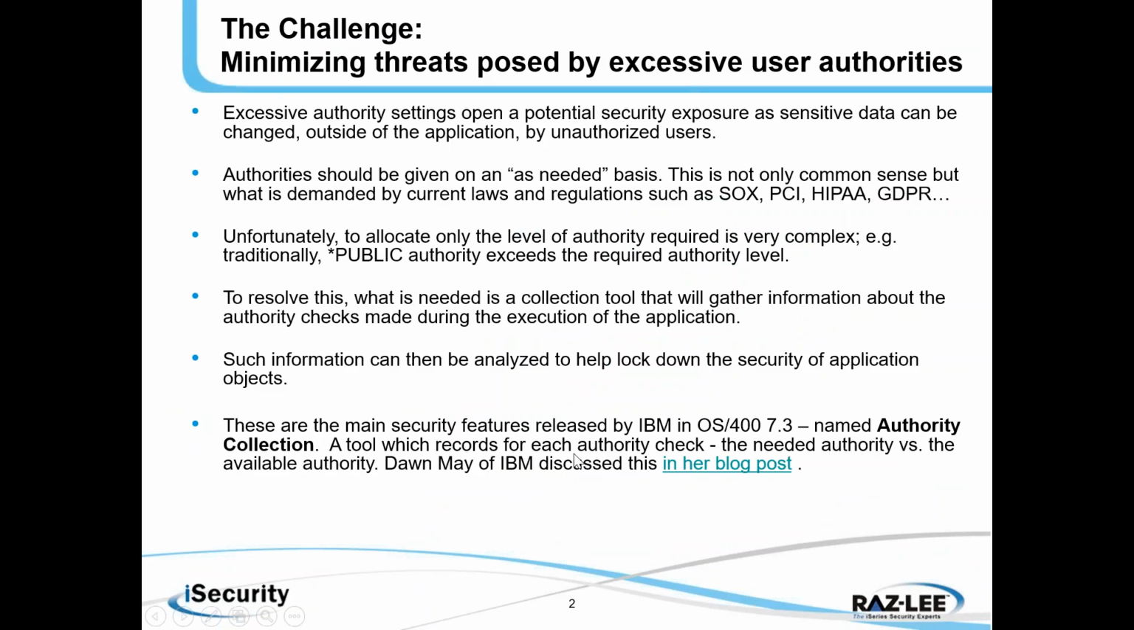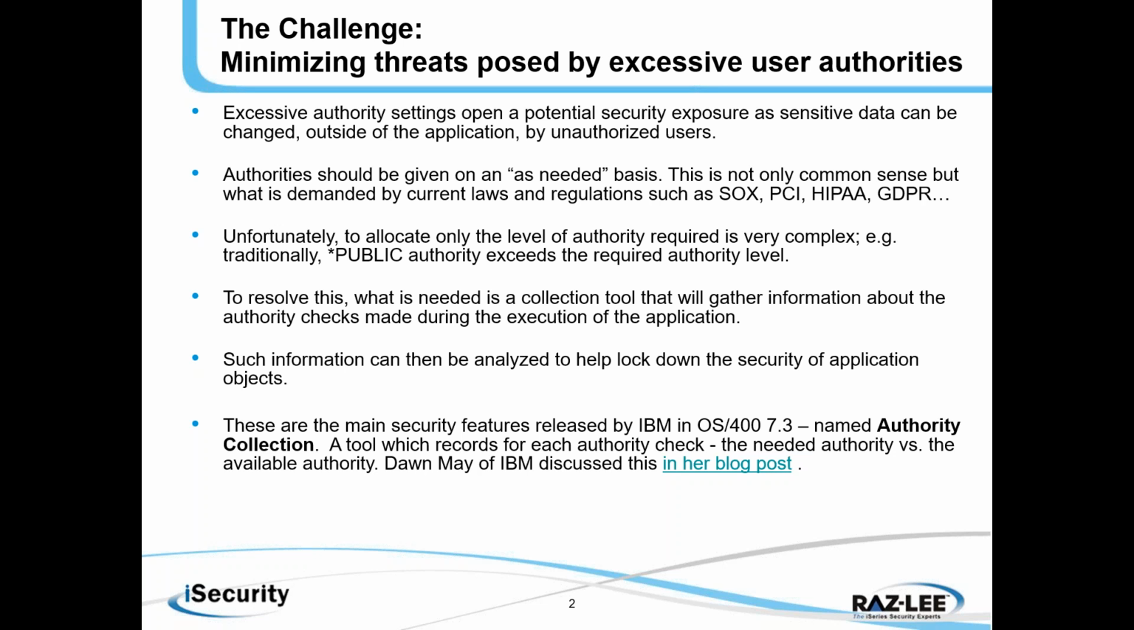The challenge faced by all IBM i organizations is to allocate user authorities only at the authority levels absolutely required. All current regulations, including PCI, SOX, HIPAA, and the soon-to-be in effect GDPR regulation, all stipulate that user authorities should only be allocated as needed. And as all IBM i system administrators know, this is very complex and very error-prone. So what we need is a collection tool which gathers all the required information, which can then be analyzed in order to optimally define authorities.